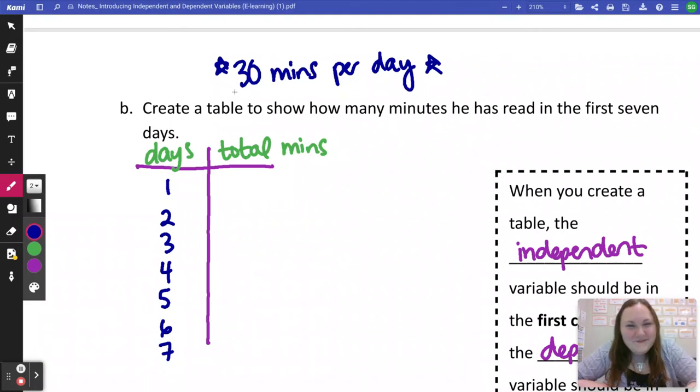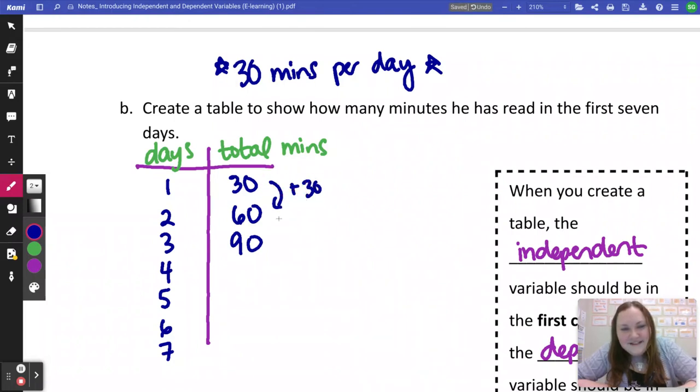Well, using this information here that he reads 30 minutes per day, after 1 day, he has read 30 minutes. If he's reading 30 minutes each day, after 2 days, he's read another 30 minutes, which would be a total of 60. After 3 days, he's read another 30 minutes, which would be a total of 90. As you fill in this table, you can either notice that each time we go up a day, the total minutes is going up 30 minutes, or you can notice this relationship between the days and the total minutes.